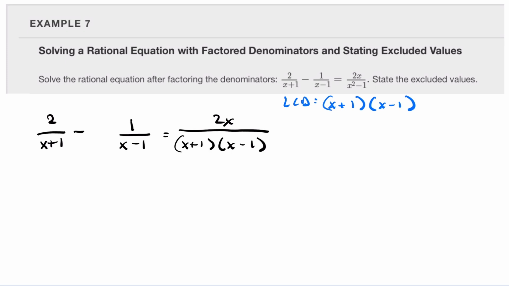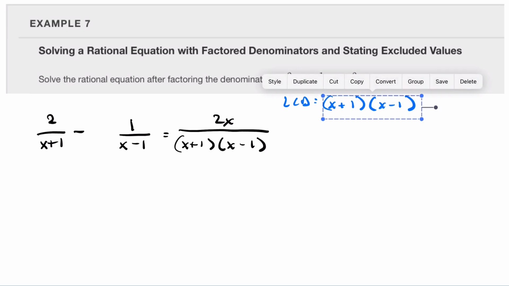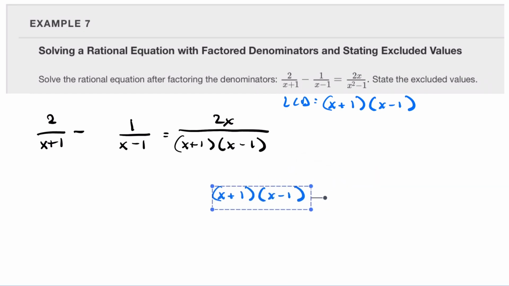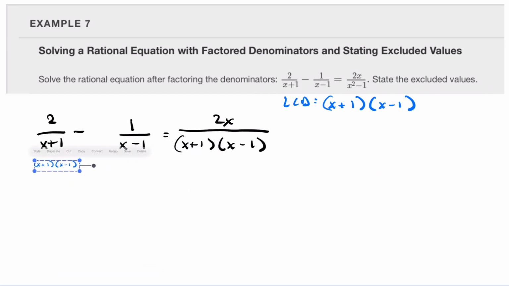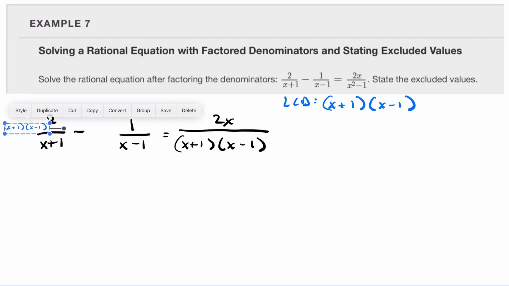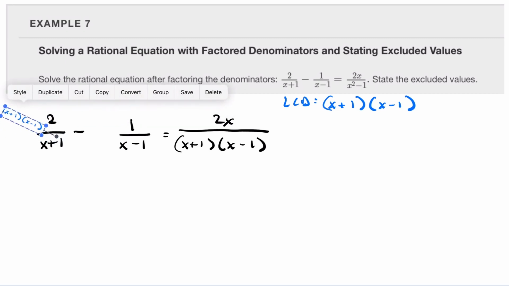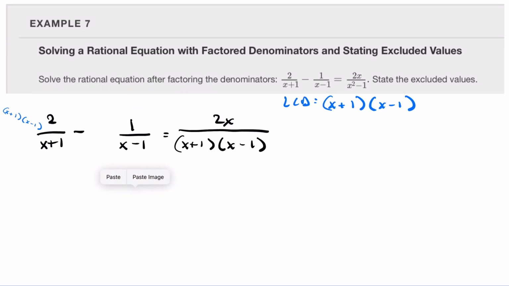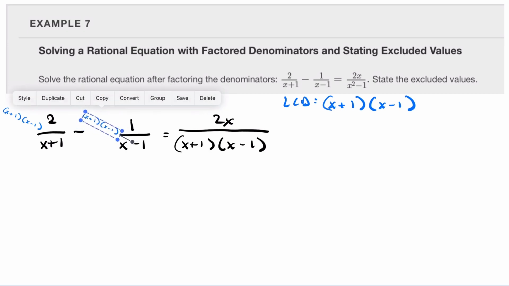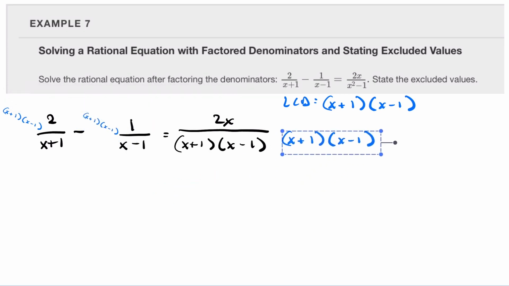So we're going to say, let me just copy and paste. And I'm going to just shrink it down to size. Oh, that's fine. All right. So that times the LCD. This times the LCD. And this times the LCD.